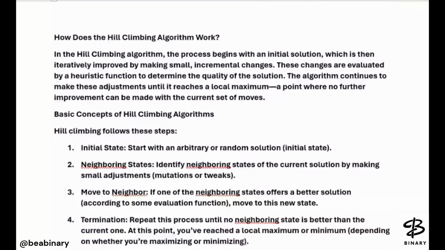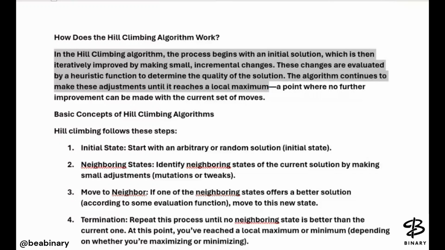So how does the hill climbing algorithm work? In the hill climbing algorithm, the process begins with the initial solution, or the initial state, or the problem state, which is then iteratively improved by making small incremental changes. We will perform a few incremental changes that will help us reach the goal state. And these changes are evaluated by a heuristic function to determine the quality of a solution, right? With the help of the best heuristic function. And the algorithm continues to make these adjustments until it reaches a local maximum.